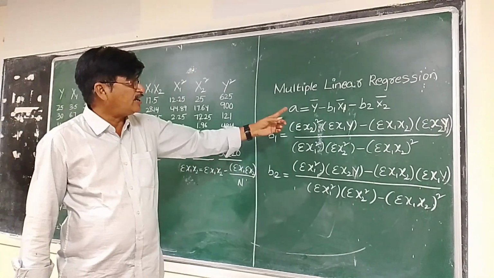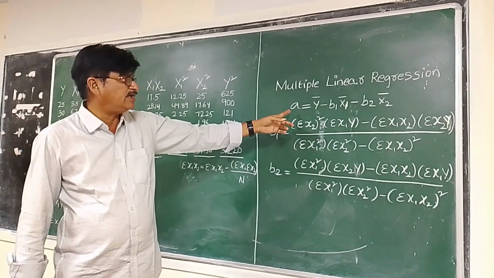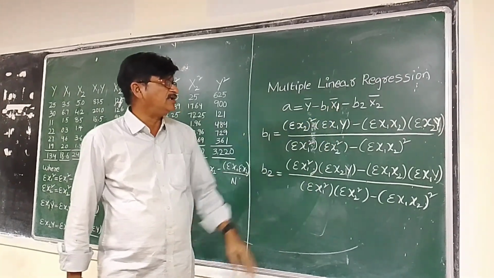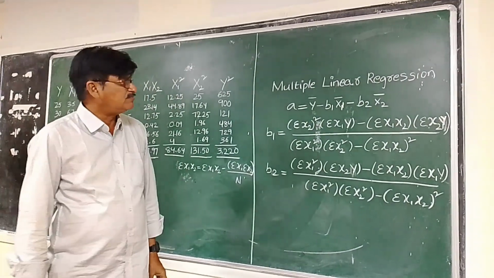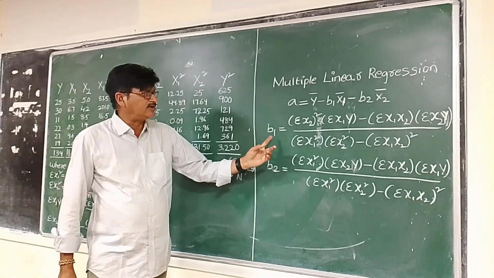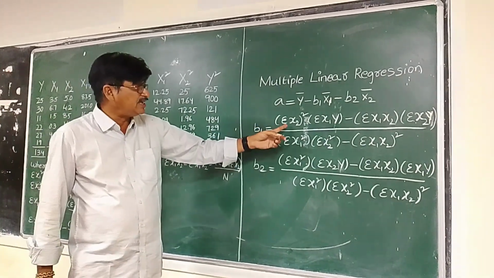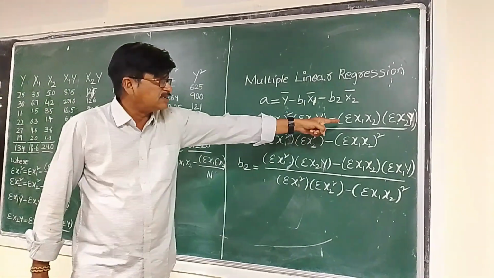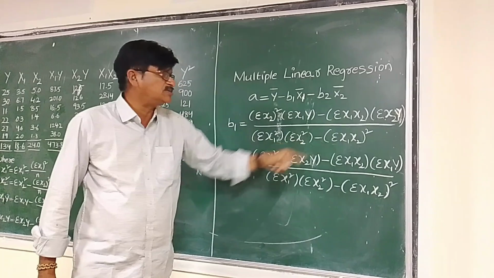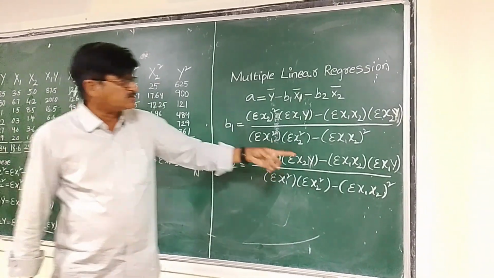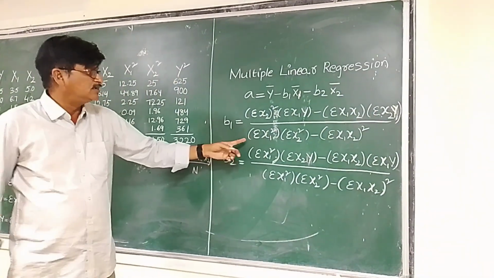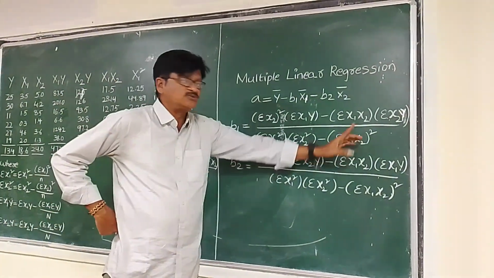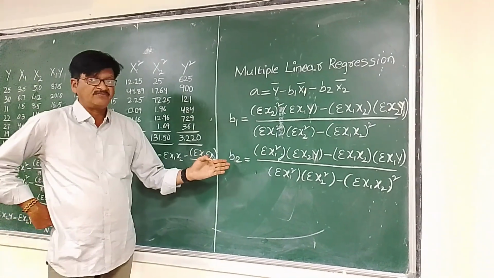My dear students, to find out A, the formula is A is equal to y bar minus B1 x bar 1 minus B2 x bar 2. See, my dear students, for calculation of B1, the formula is sigma x2 square into sigma x1y minus sigma x1 x2 into sigma x2y, divided by sigma x1 square into sigma x2 square minus sigma x1 x2 whole square. Like this, there is one more formula for B2 also.